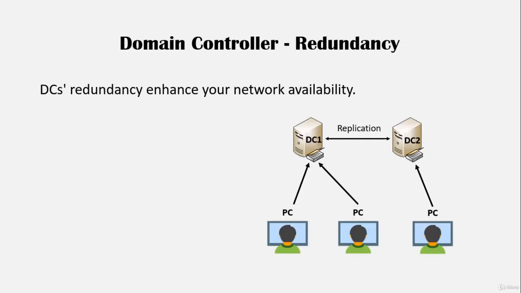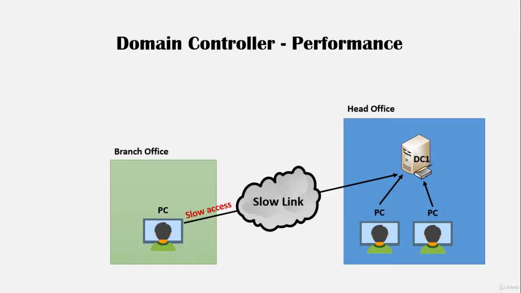For redundancy, because with only one domain controller, there are risks that this one breaks down and then your entire network will be unavailable. But if you have two domain controllers, even if one breaks down, the second one will be available to authenticate users and allows access to the network resources. The other advantage of having multiple domain controllers is improving your network performance.